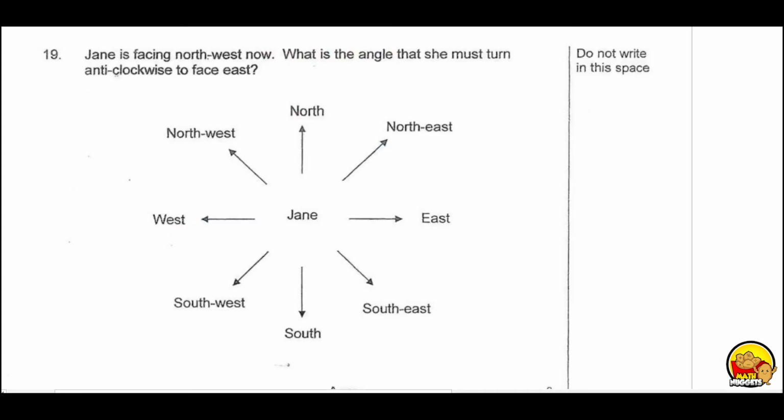Question 19. Jane is facing northwest now. Northwest, that's where she is facing now. What is the angle that she must turn anti-clockwise to face east? Now, anti-clockwise would be this way, and we want her to face east. So this is where she's going all the way here.